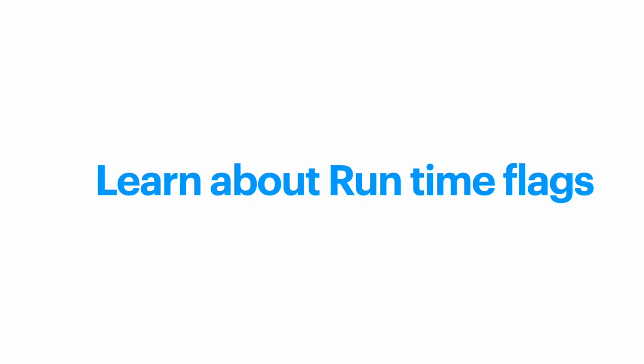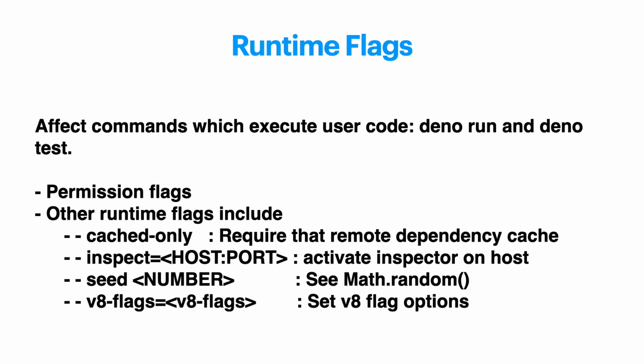Lastly, there are also runtime flags, so let's learn what they are. Runtime flags affect the commands which can execute user code. Examples are deno run and deno test. There are permission flags. There is a lot of information about the permission flags, so be sure to read more from the Deno website and explore more. There are just so many things you can do with it. It would require entire videos dedicated to this specific information.